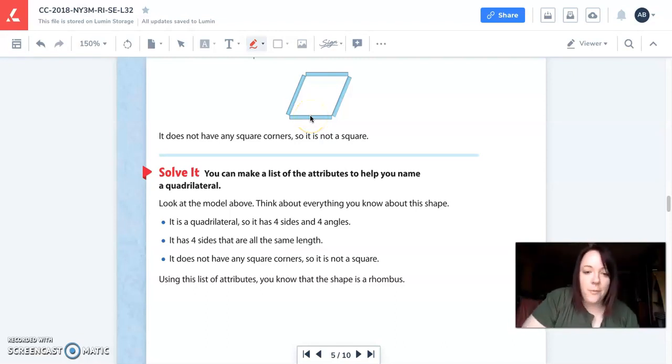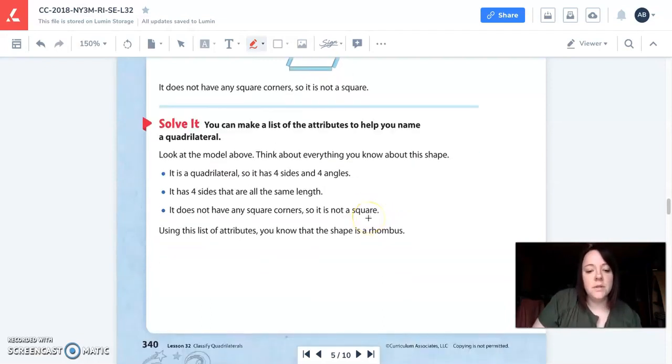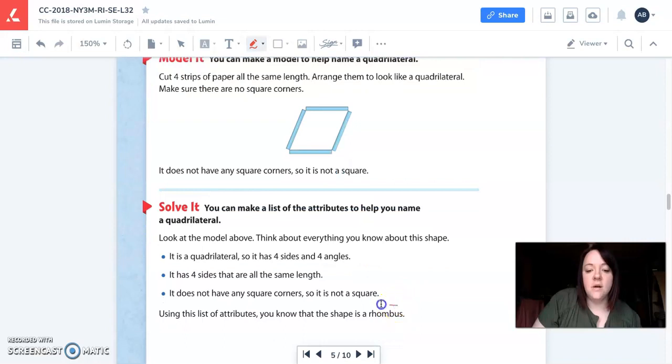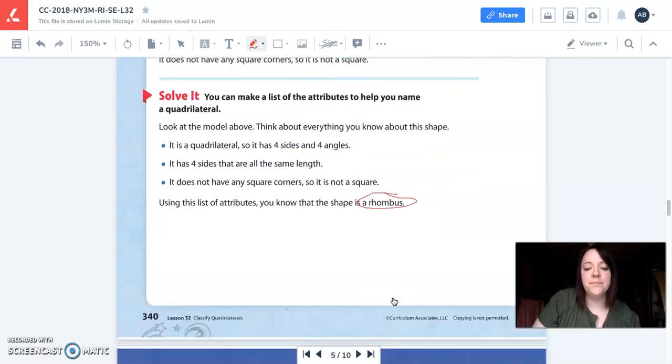Okay, so we were talking about this shape right here. So we said that it's definitely not a square because we know that it doesn't have four square corners. So we need to look at it. Think about everything that you know about this shape. It has four sides, it has four angles. It has four sides that are all the same length, but it doesn't have any square corners. So it's not a square. So now we know that it is a rhombus.